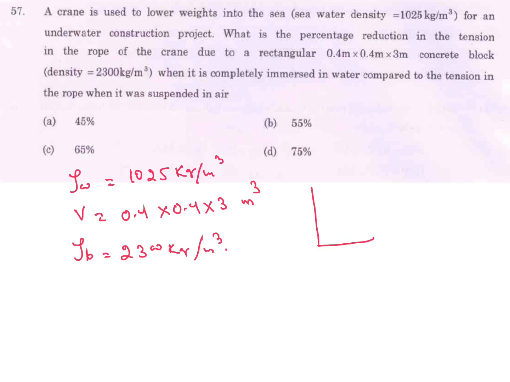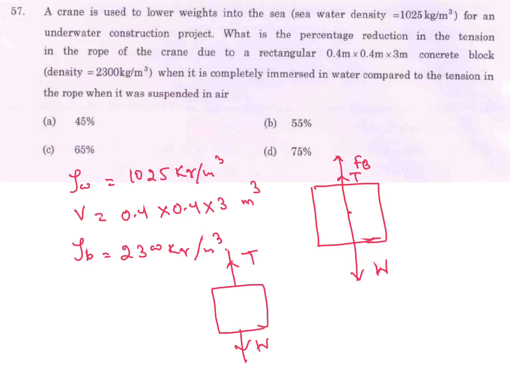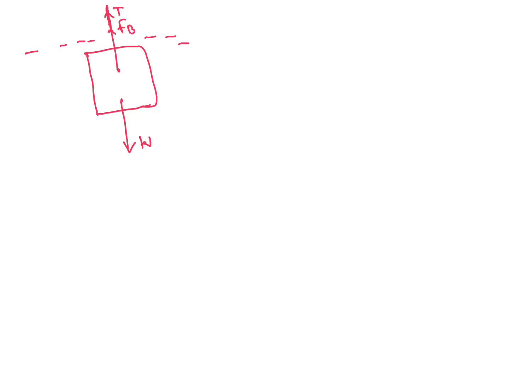First, it is immersed in water. So, force of buoyancy Fb upward, weight downward, and tension also upward. Second case, tension upward and W is downward, suspended in air. And immersed in water completely. It's completely immersed in water. So in both cases we will compare the tension.